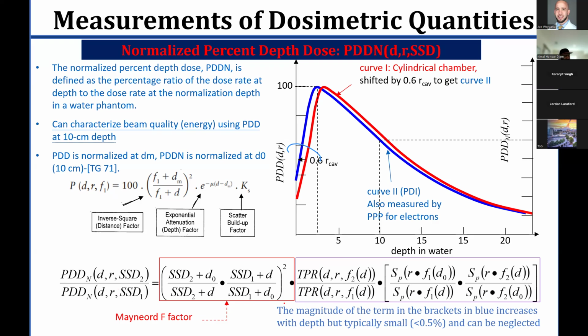The derivation is pretty straightforward. But the point I want to make here is the PDD at SSD2 with respect to the PDD at SSD1 is equal to this factor, which takes into account the inverse square law, multiplied by this expression. The point I want to make here is that the magnitude of the expression in blue in the bracket, if you look at the red cursor, typically changes minimally, less than 0.5% with depth, and so can be neglected. And so effectively, PDD2 divided by PDD1 is essentially equal to the Mayneord factor. And I think this is an important equation to think about.